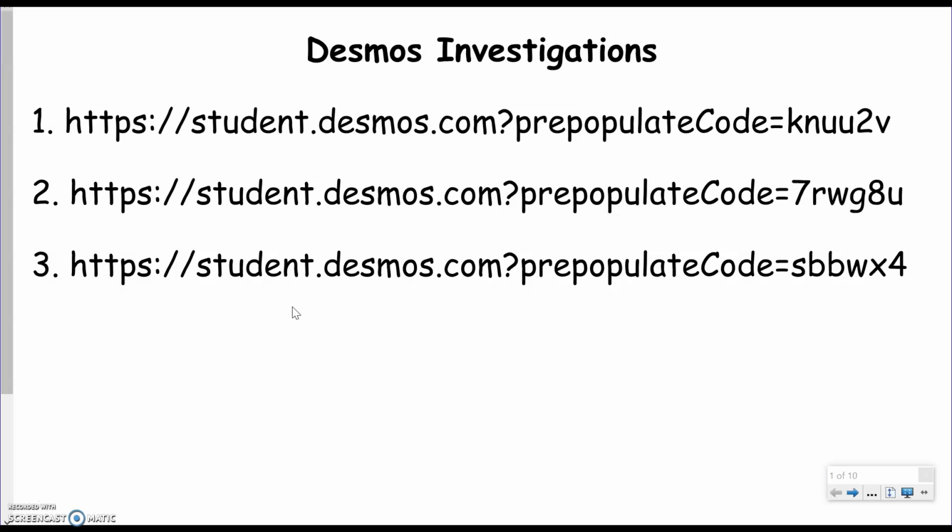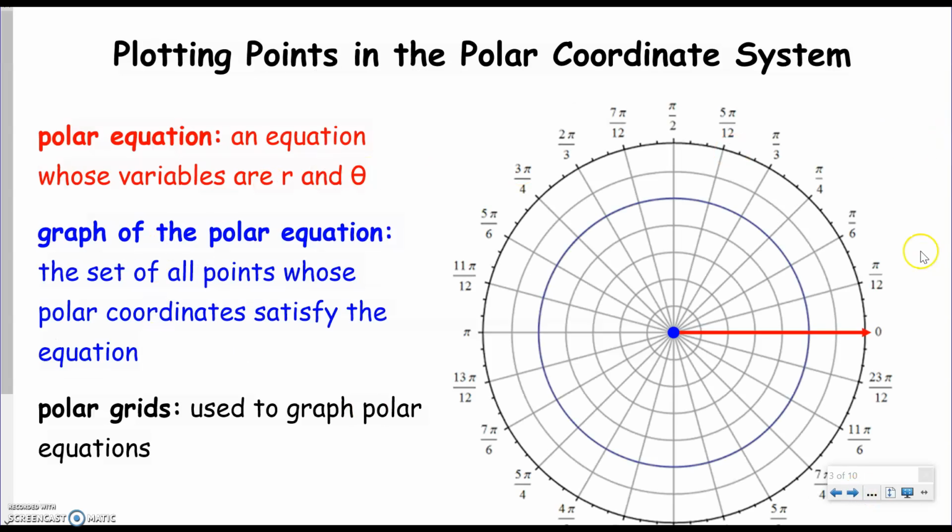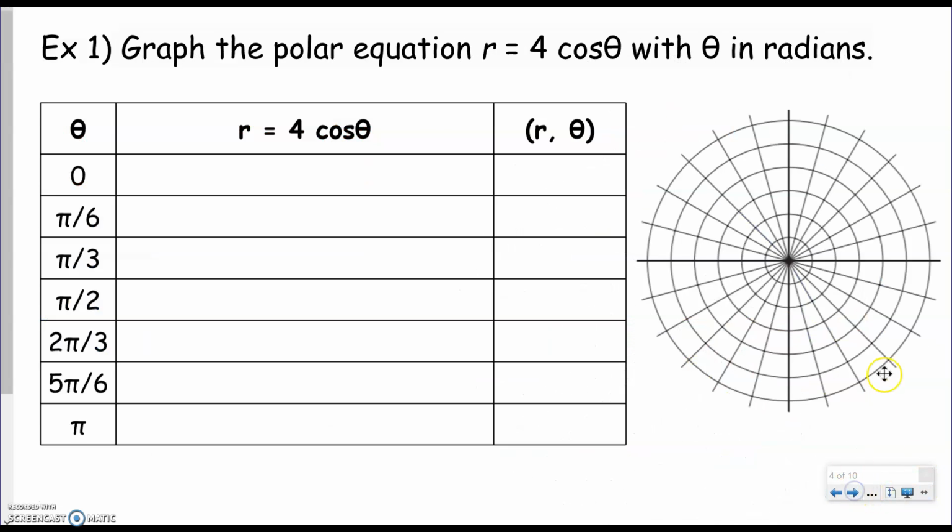We will use this. Again, I'm not giving you any tests or quizzes. It's just so that you can get used to it, see it, and be ready for next year. Okay, so we're graphing polar equations or polar functions. We talked about the polar coordinate system. A polar equation is an equation whose variables are r and theta. The graph is the set of all points whose polar coordinates satisfy the equation, and the polar grid is used to graph polar equations. So we have the pole and our polar axis.